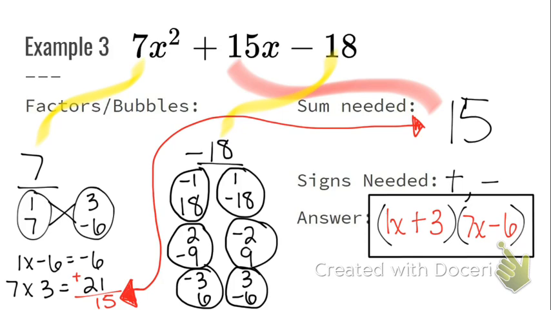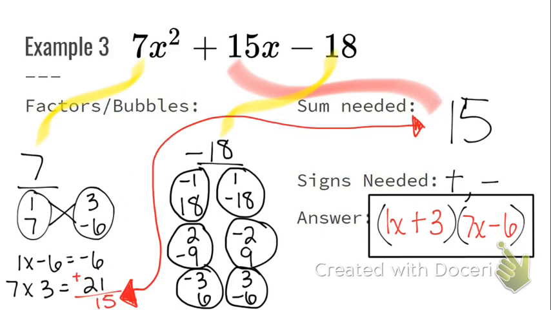All right, we've got our last answer and work shown for this one. So I had lots of options for my bubbles because I could switch my signs on any of them. The one that ended up working was +3 and -6. So you can see how I multiplied there and got a sum of 15, which is what I needed from the beginning.